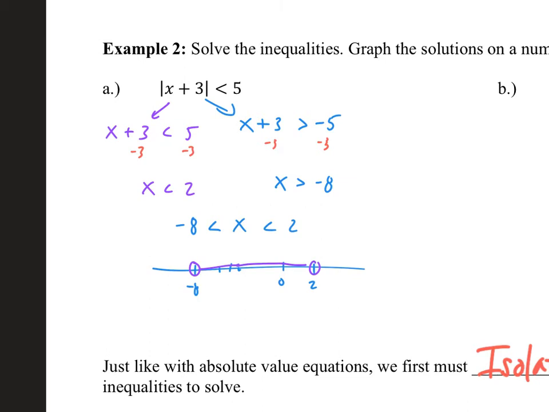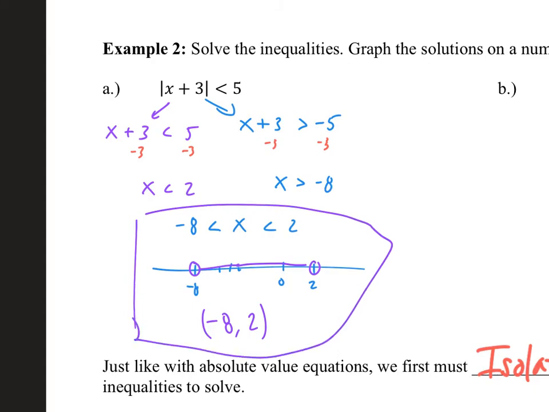But we already said that, right? It should be the numbers between them. Plenty of numbers between those two numbers. So this is an and, we get one interval. And since those are open circles, we get parentheses. Okay.